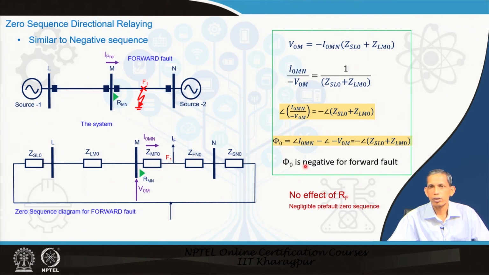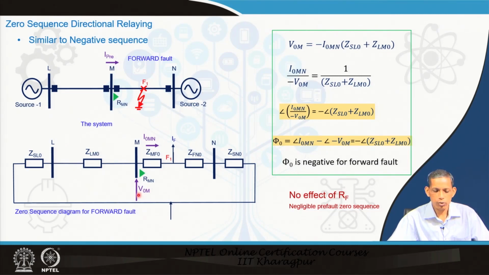Same conclusion, similar to what we got for the negative sequence component current, only we are replacing the corresponding current with the zero sequence component computed from I A, I B, I C: I A plus I B plus I C by 3, and the corresponding voltage V 0 equals V A plus V B plus V C by 3. So, then we found that the phi 0 is negative for forward fault, and in case of the reverse fault current will be reversed. So, we will conclude that for that case the corresponding phi 0 will be positive.